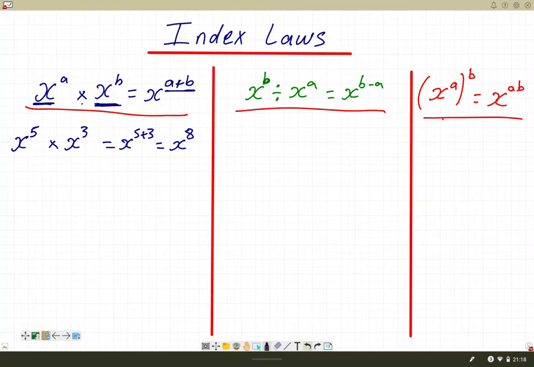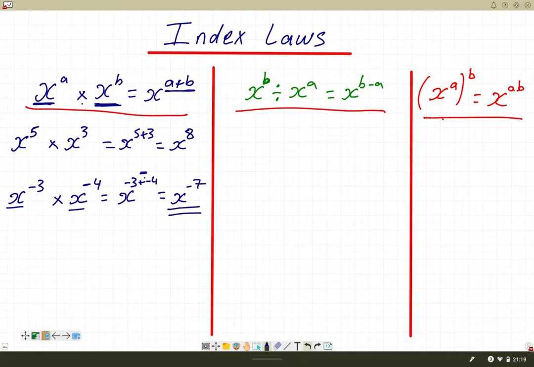Let's say I had x to the power of minus 3 times x to the power of negative 4. Now for this one, the base is the same, it's x, so write x, add the powers, minus 3 plus minus 4. Okay, so plus and a minus turns into a minus, so minus 3 minus 4 gives me minus 7. Okay, so that's my final answer.